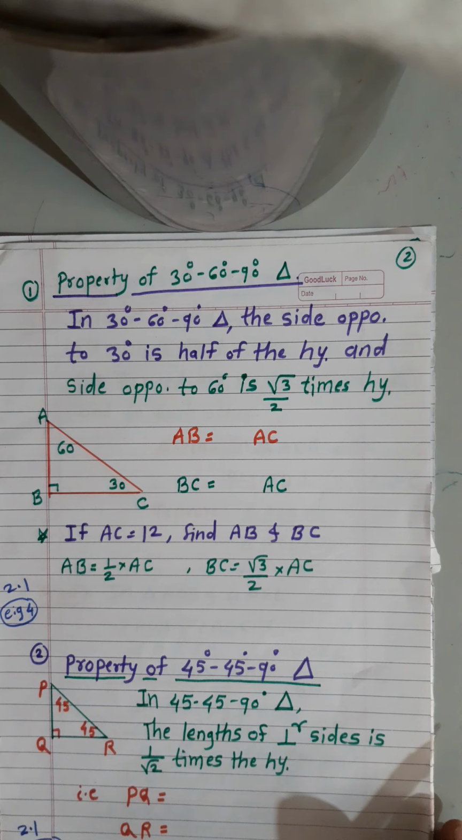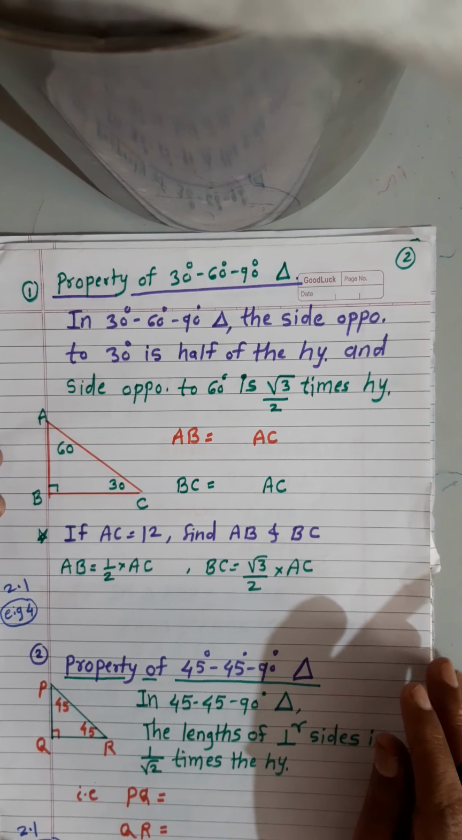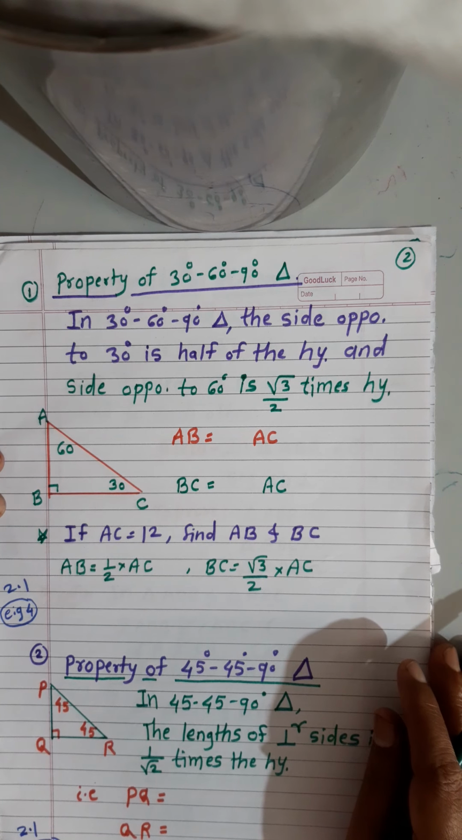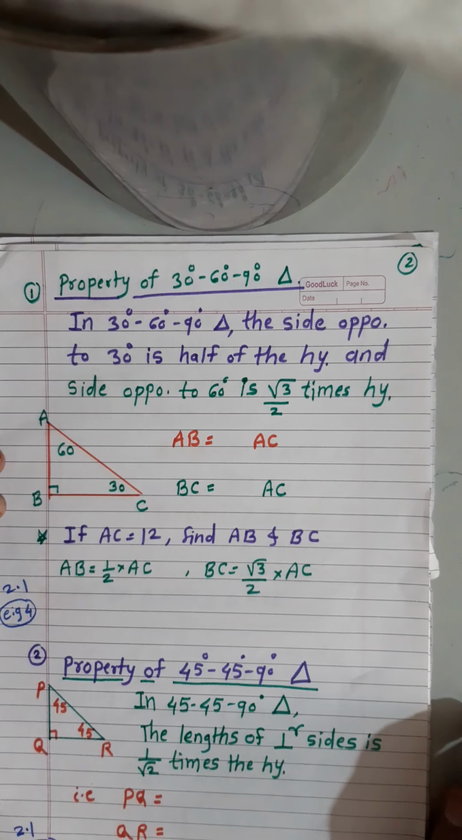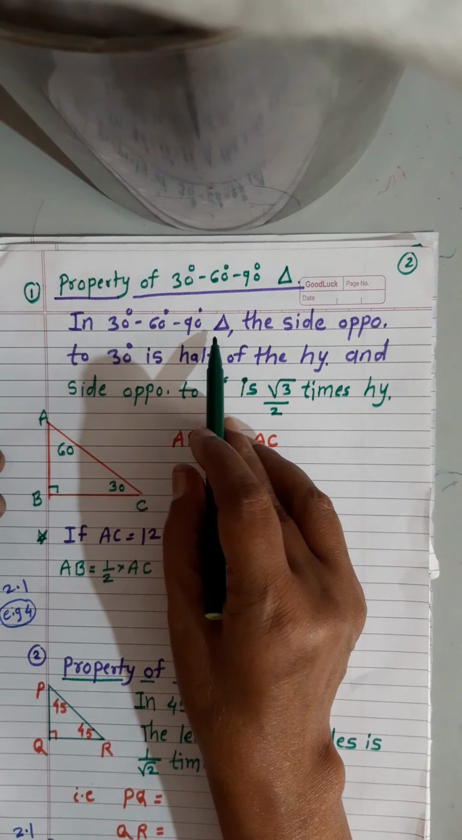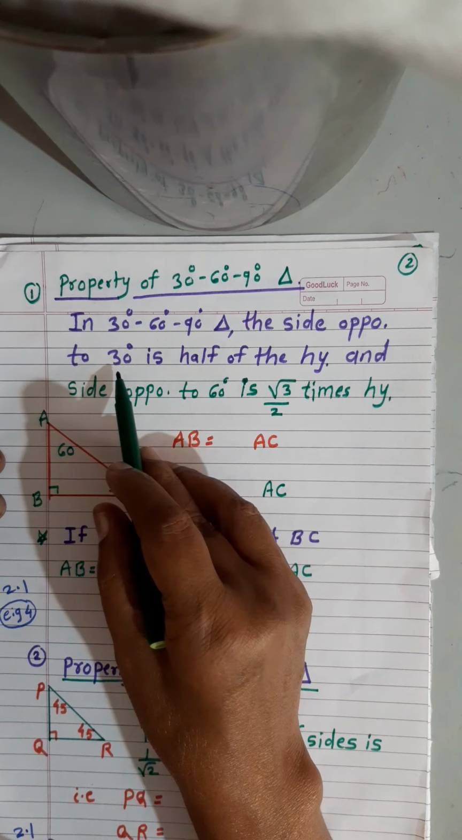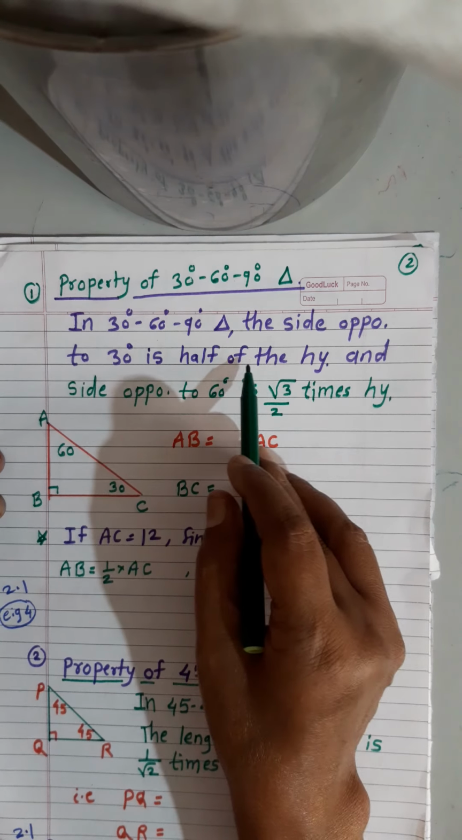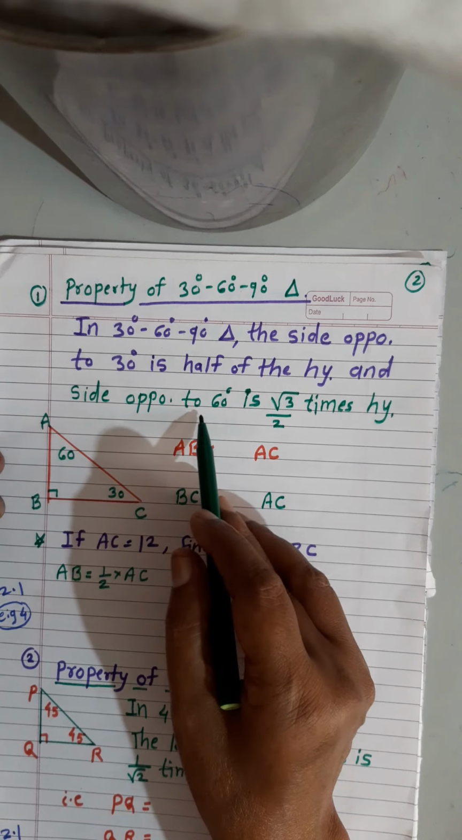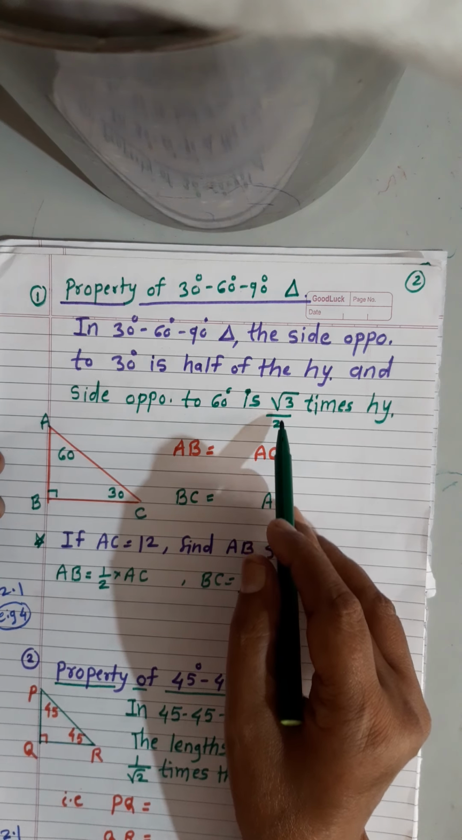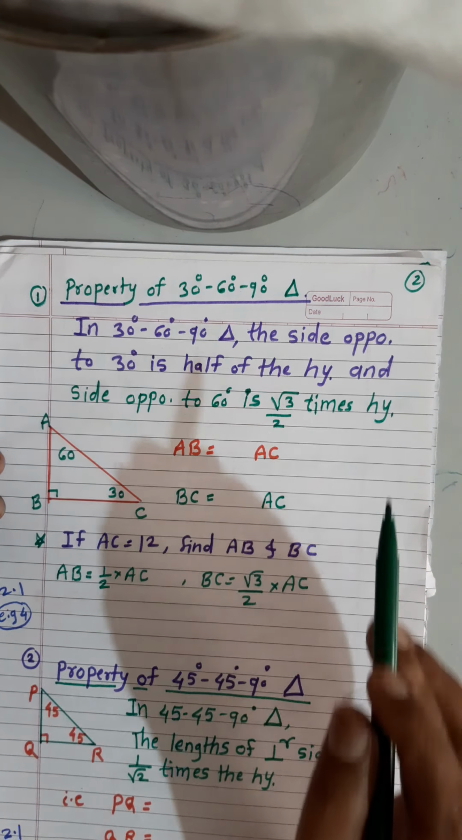Now we will see the property of the 30, 60, 90 triangle. We have seen the theorem of this in 9th standard. Now here we will only consider the property. What is the 30, 60, 90 triangle theorem? In a 30, 60, 90 triangle, the side opposite to 30 degrees is half of the hypotenuse and the side opposite to 60 degrees is root 3 upon 2 times the hypotenuse.